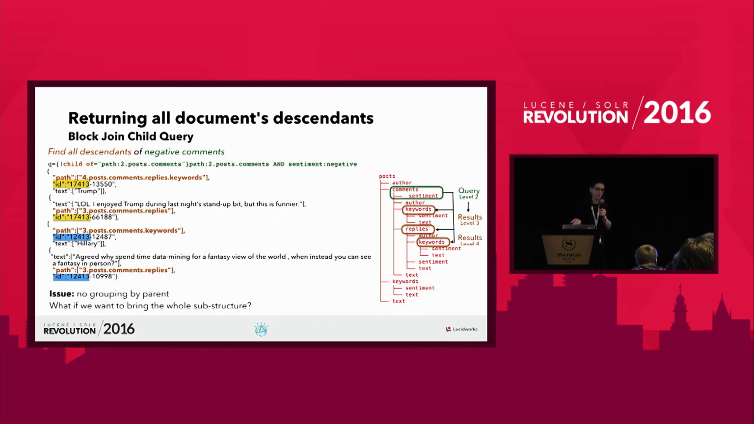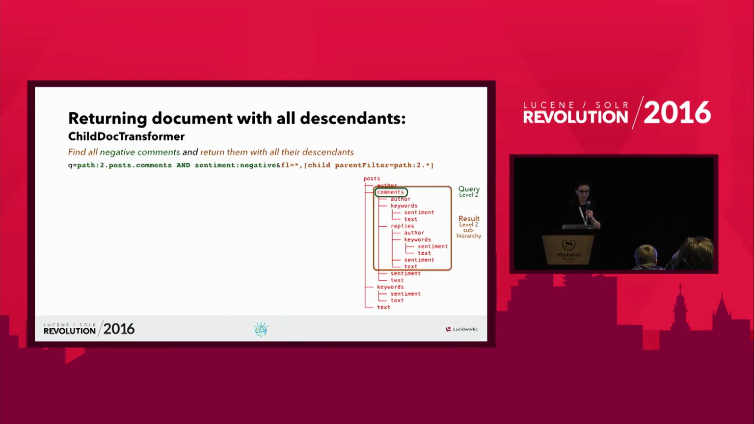Well, it might be a feature, might be a bug, but that's how block join child query works. There is no grouping by parent. But what if we want to bring the whole substructure? What if we want to get the comment and then what's down there? Well, Solr has it. The mechanism is called child doc transformer, and it returns the document with all its descendants.